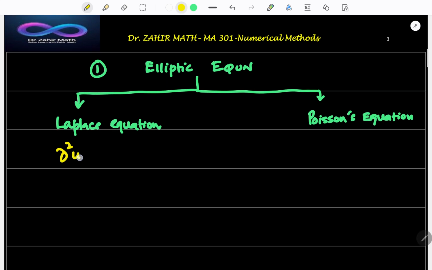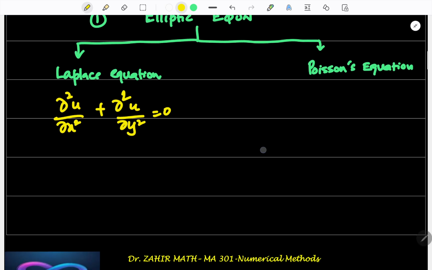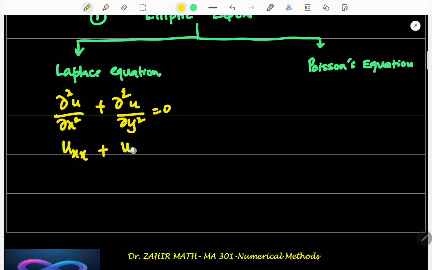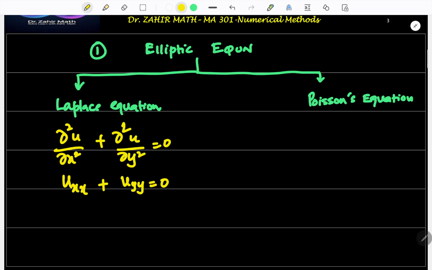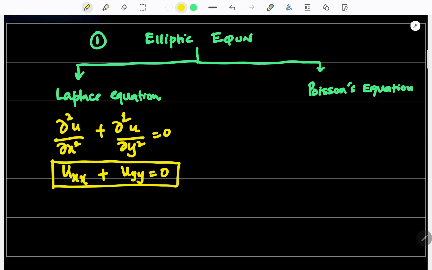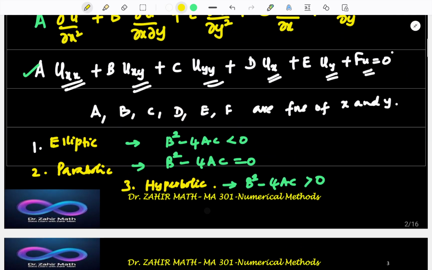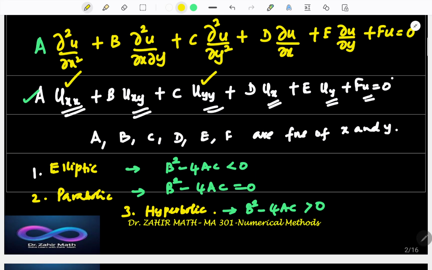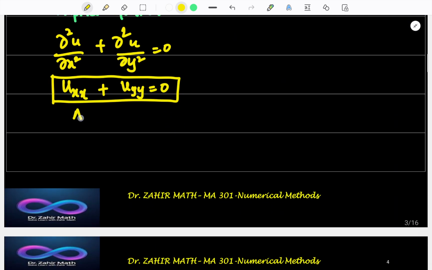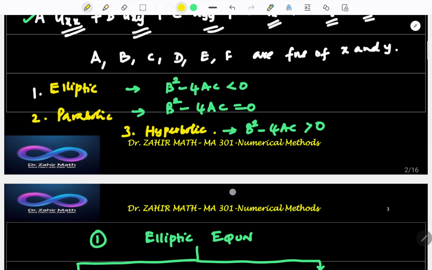What is that? Dou square u by dou x square plus dou square u by dou y square equal to 0. In simple way, uxx plus uyy is equal to 0. Now I want to show you this is an elliptic equation. Just compare this equation with the general equation. If I compare, what are the terms you have? Uxx and uyy. It means A is 1, C is 1. So A is equal to 1 and C is equal to 1 and B is equal to what? 0. Why is B equal to 0?